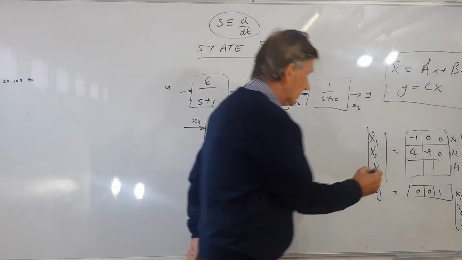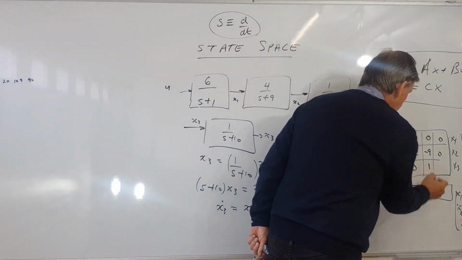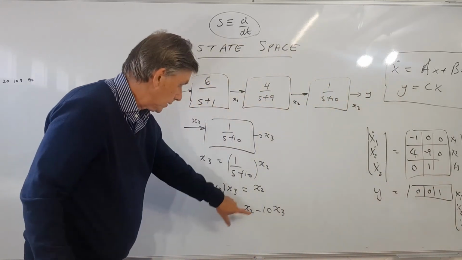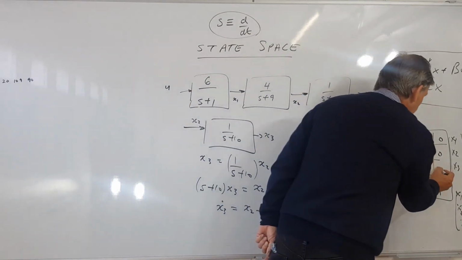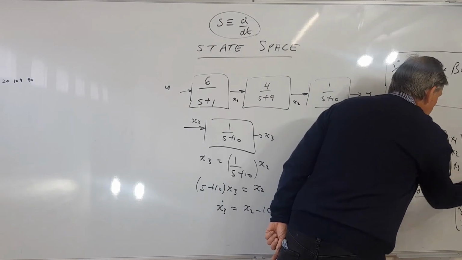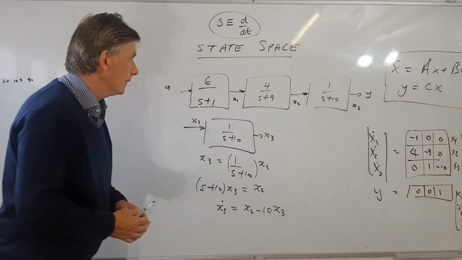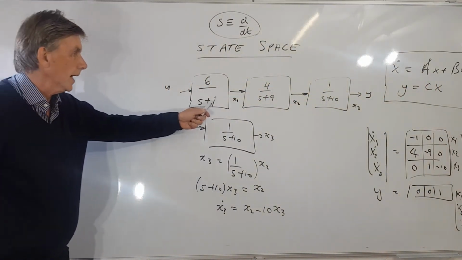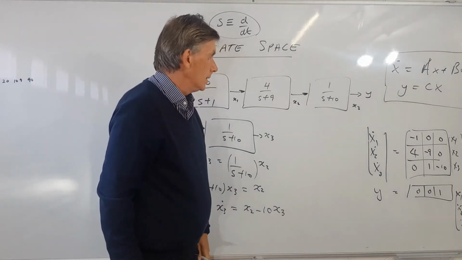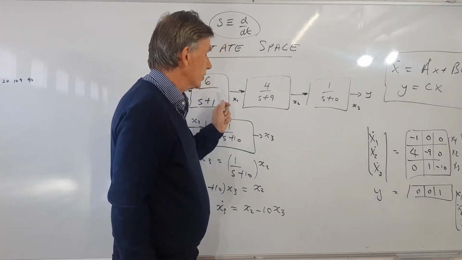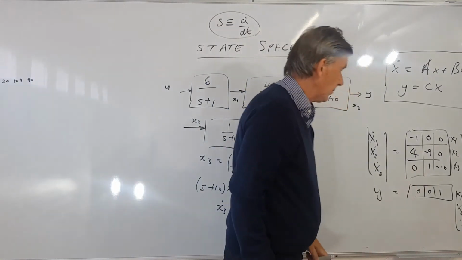So there's no x1s, that's a 0. There's 1 x2, and minus 10 x3. And there's no u's. And so we've now gone from our state space, or transfer function even, to our state space equations.